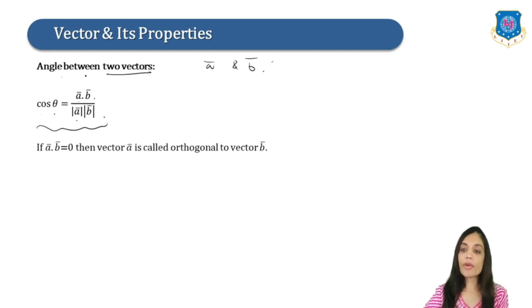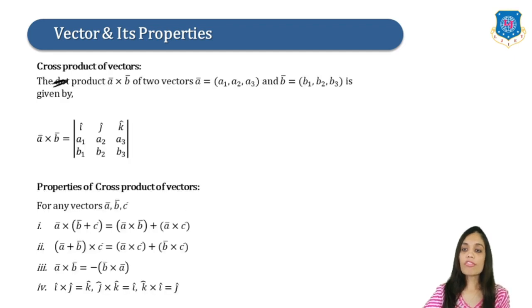And if our dot product value is zero, then vector A bar is orthogonal to vector B bar. That is, vector A and vector B are perpendicular. That is, the value of theta will be what? Pi by 2, right? So now we will study the cross product of vectors.